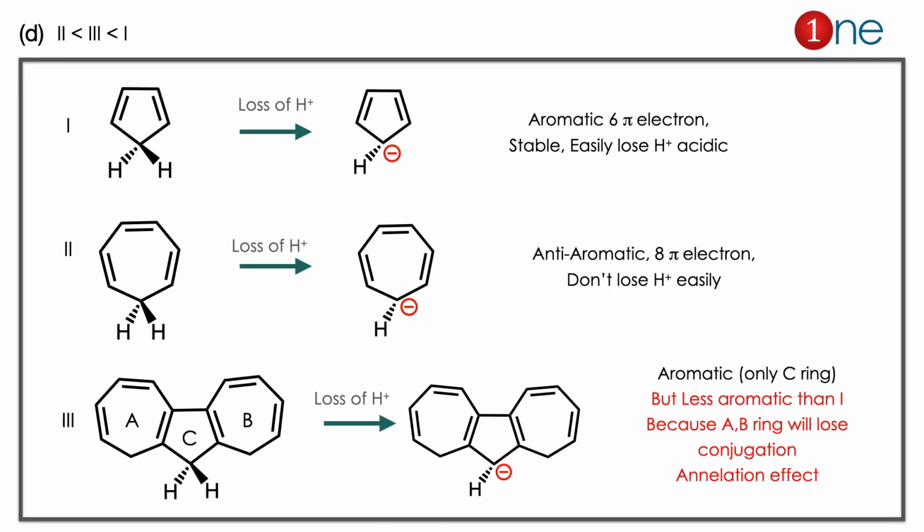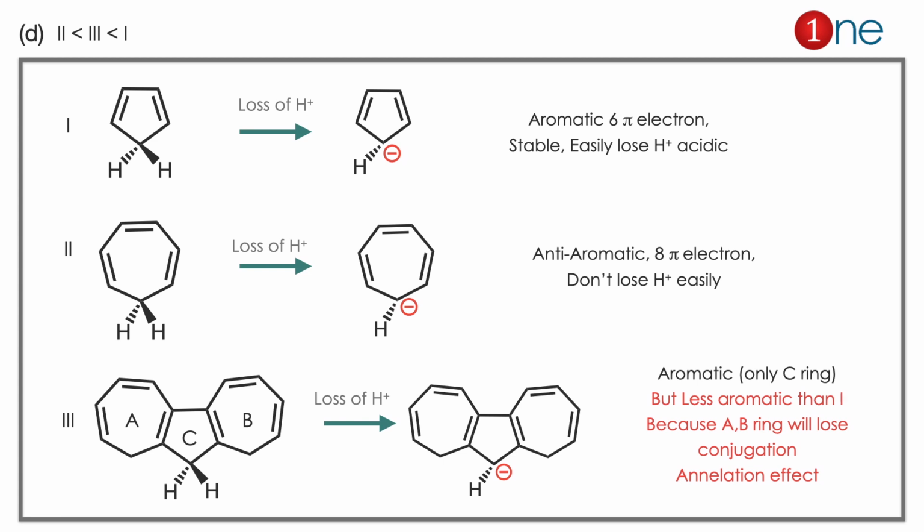Here 3 structures are given. Let us analyze the first one. If you remove the proton, it is called acidity. It is the Bronsted acid. After losing it, it has 6 pi electrons, it is very stable, so it can easily lose the H plus. So the acidity will be very high.